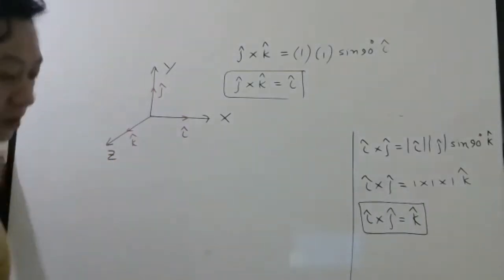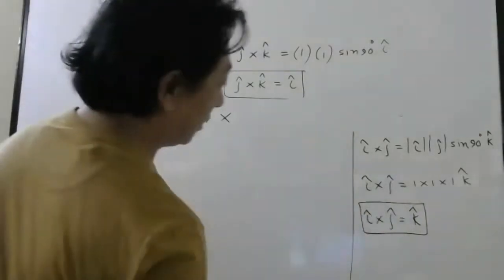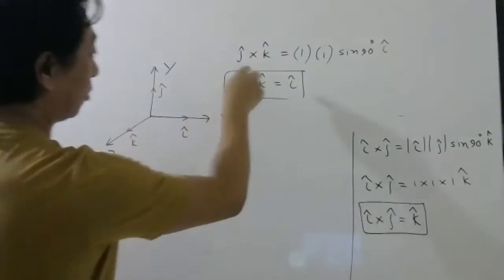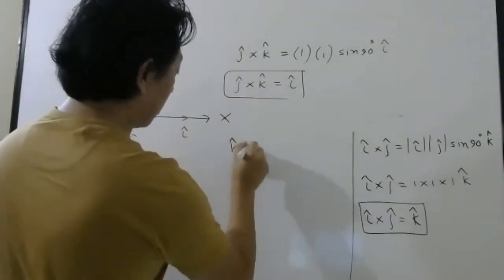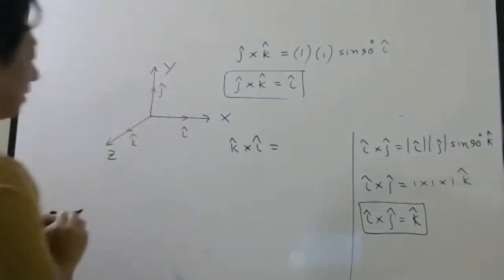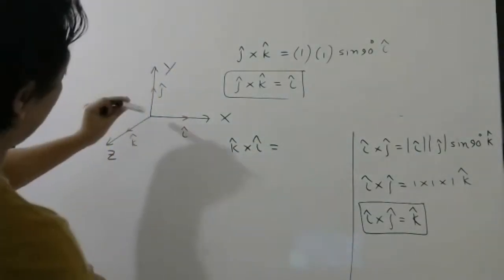Now what is left? I cross j we did is k cap. J cap cross k cap we did. Now we will do k cap cross I cap. Can you tell me directly? K is here. Okay.